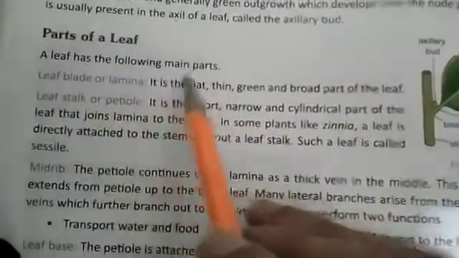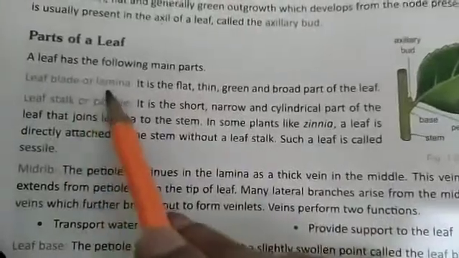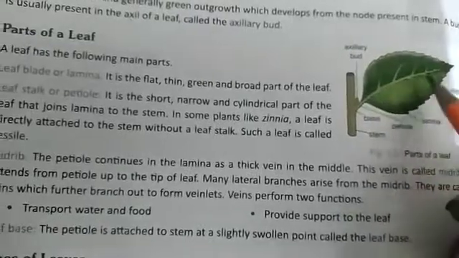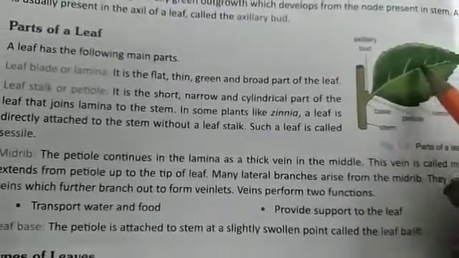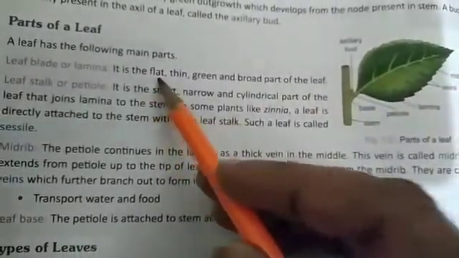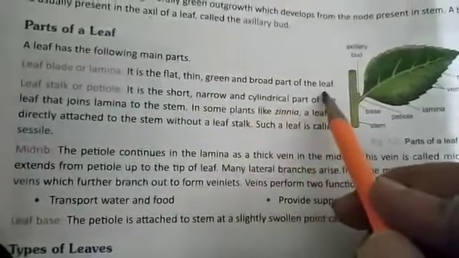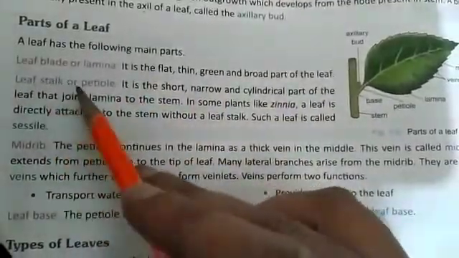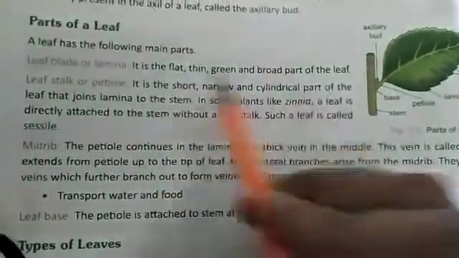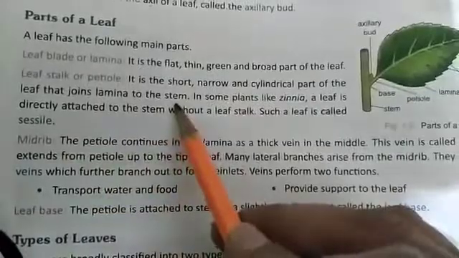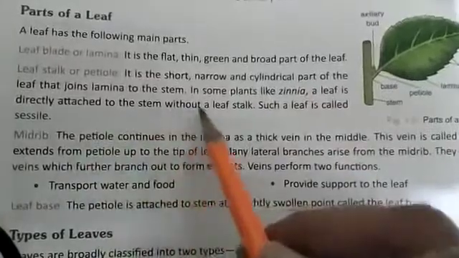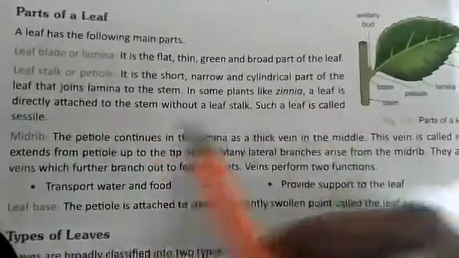A leaf has the following main parts: leaf blade or lamina. So generally, students, we call this the leaf, but this very structure is called the leaf blade or lamina. It is the flat, thin, green and broad part of the leaf. Now leaf stalk or petiole: it is the short, narrow and cylindrical part of the leaf that joins the lamina to the stem. In some plants like Zinnia, a leaf is directly attached to the stem without a leaf stalk. Such a leaf is called sessile.